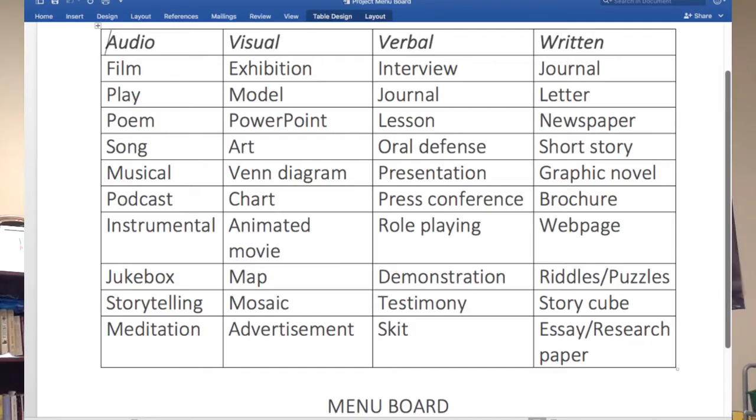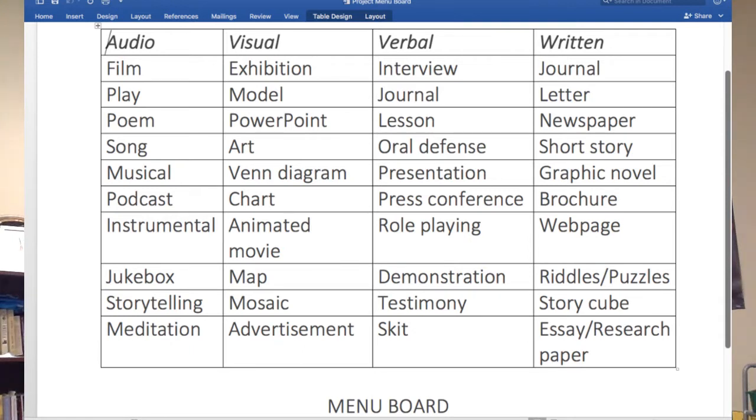So when I gave students an assignment, I would give them choices in how they were going to be assessed. So what you see here is a menu board where they could choose one of these items to show me that they mastered it. And so students would say, you know what, I'm pretty good at PowerPoint, so let me do a presentation.